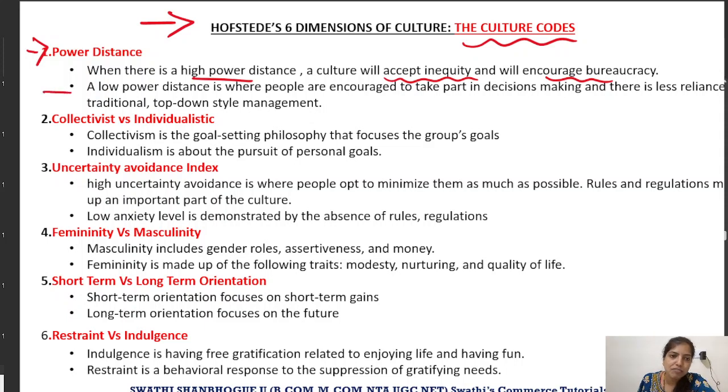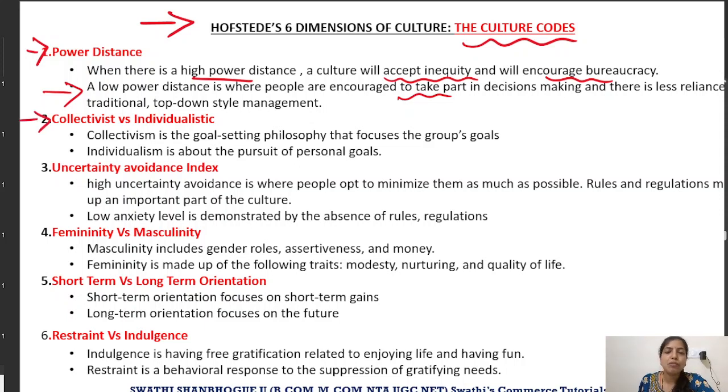So what type of power should there be? There should be low power distance, where people are encouraged to take part in decisions, where their tastes, preferences and likings are given importance, and the products are prepared accordingly.